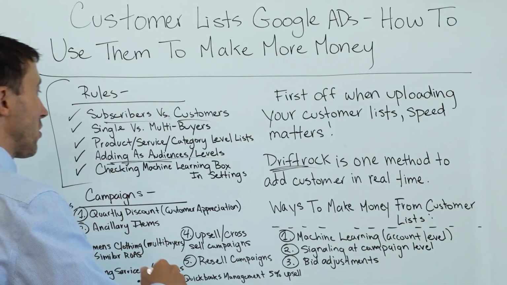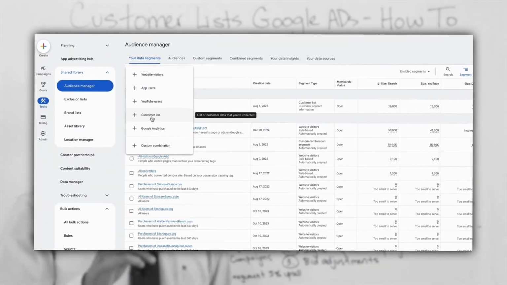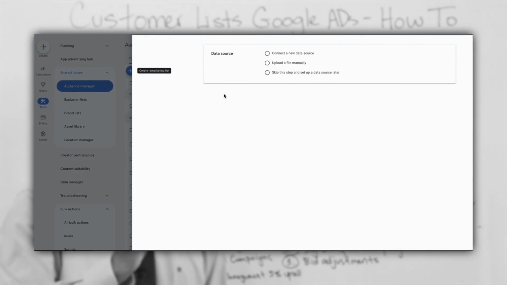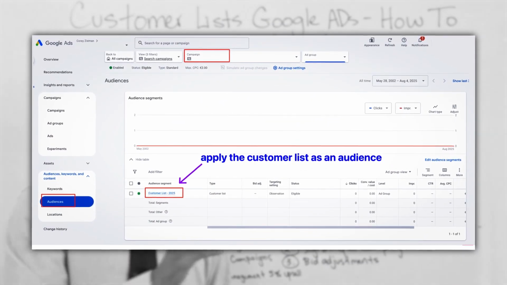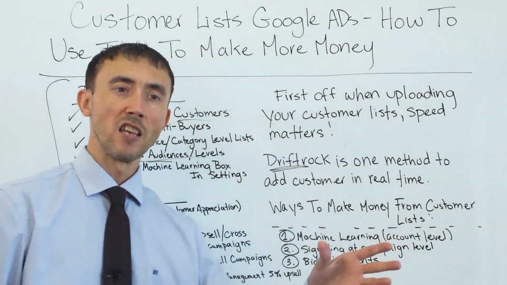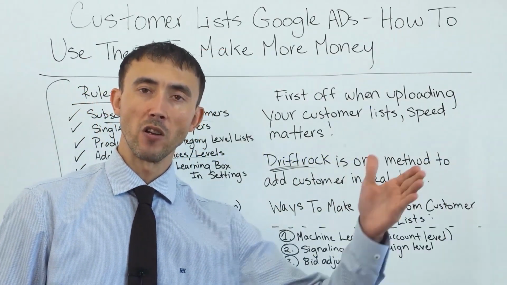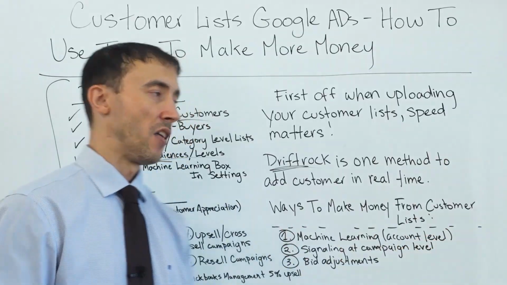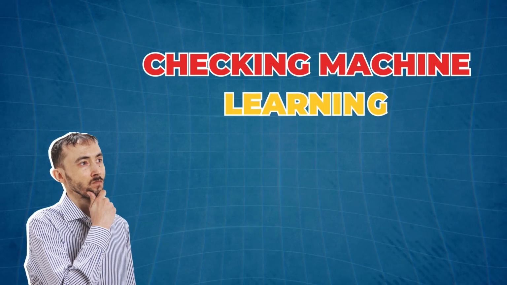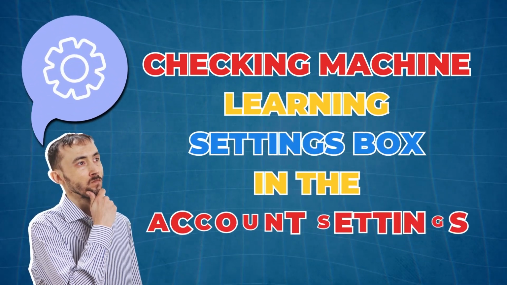Adding as audiences/levels. Again, you're going to take your audiences, add them to your customer lists, and you're going to add them to your audiences on your campaigns, because that's going to make the campaigns work better. And you want the audiences that you add to be related to the campaign and what you're trying to do with it. So this fishing rod campaign gets the fishing rod list, and then checking the machine learning settings box in the account settings.